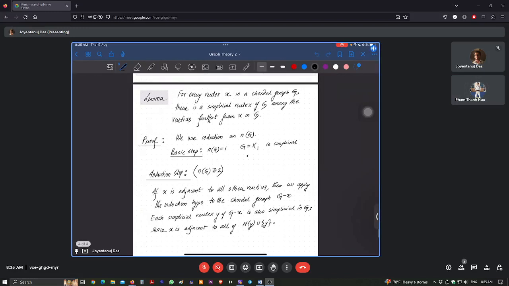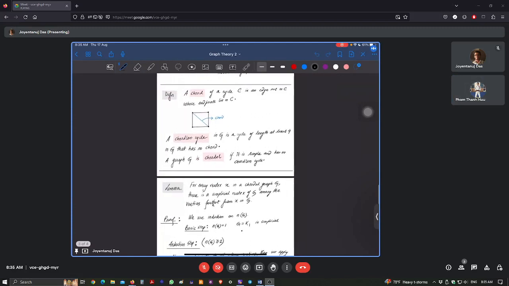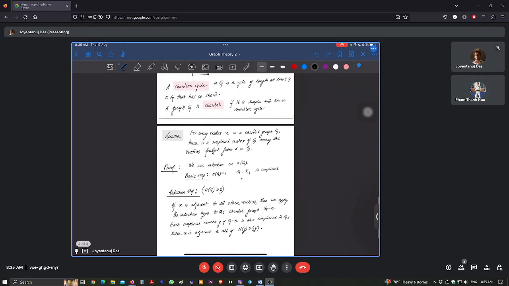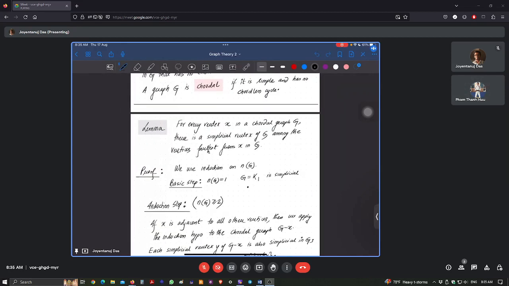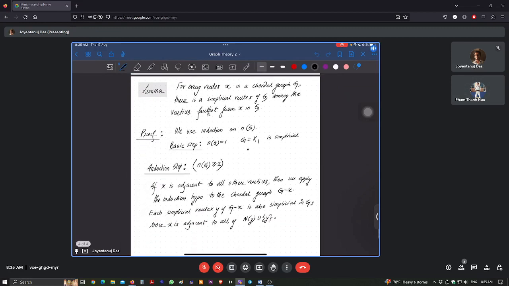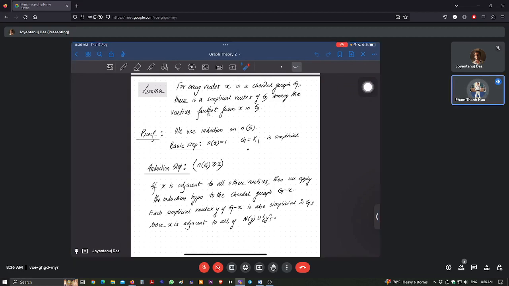Okay, so the definition of this chordless cycle, these things are fine, right? Simplicial vertex, I think those definitions are fine. So let us see the statement of the lemma once again. It says that for every vertex x in a chordal graph G, there is a simplicial vertex of G among the vertices that is the farthest from x in G, right?